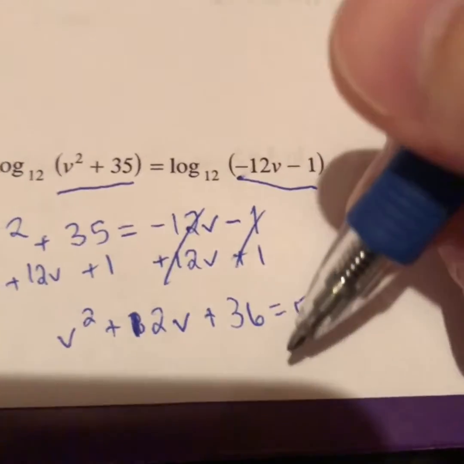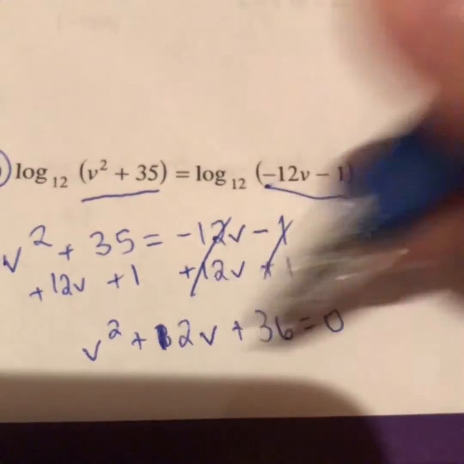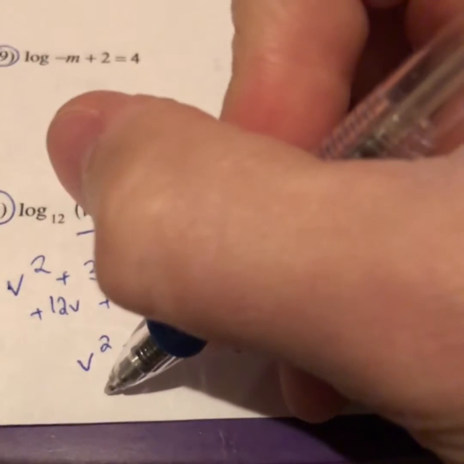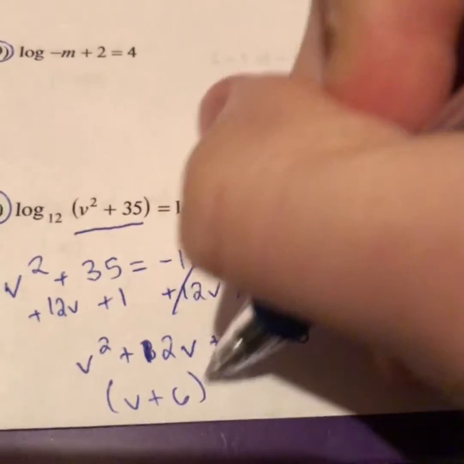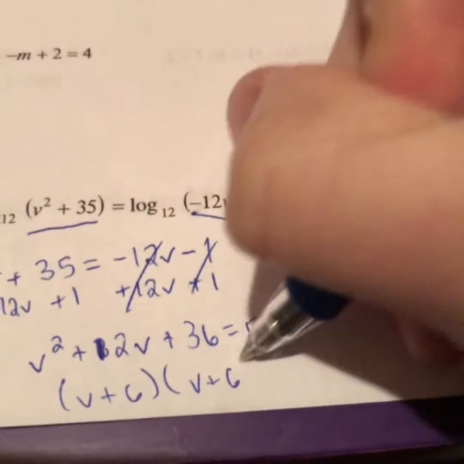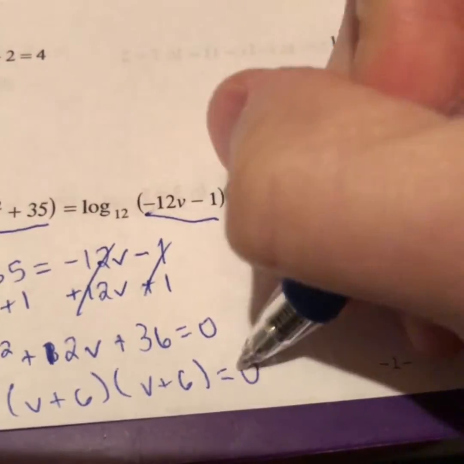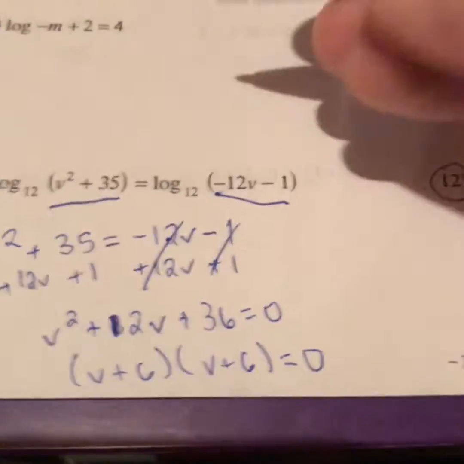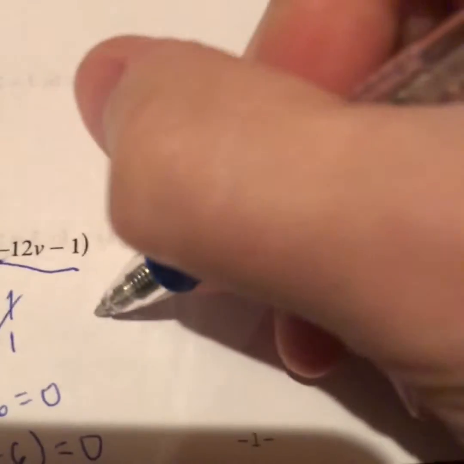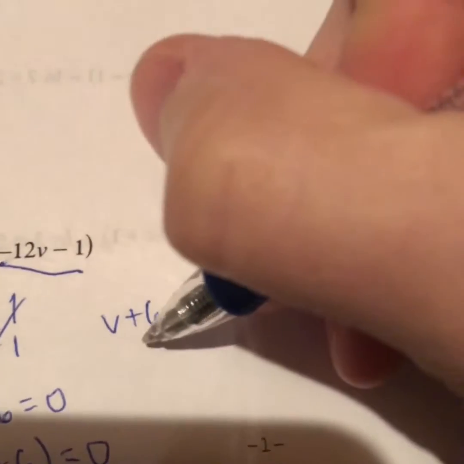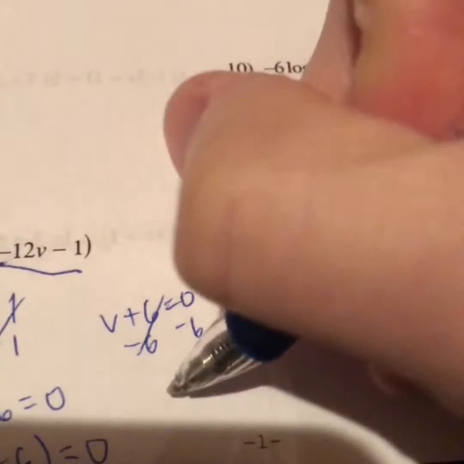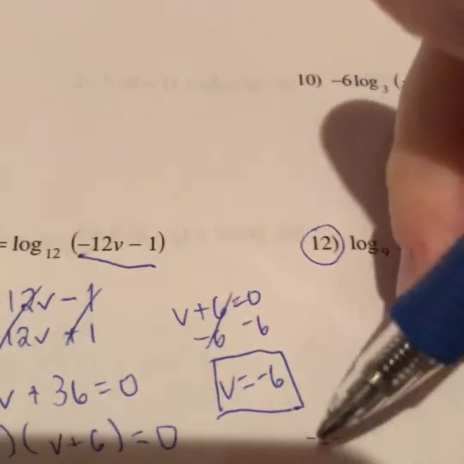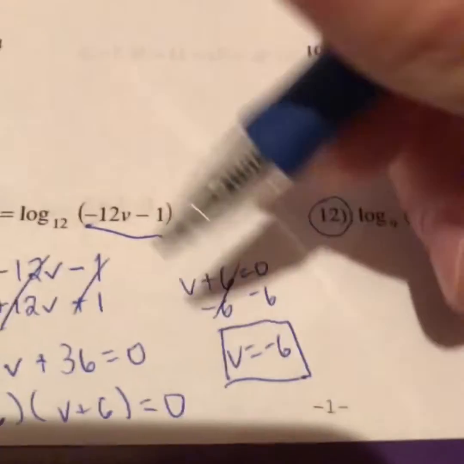Now we think, what multiplies to 36 and adds to 12? Well, that's going to be 6 and 6, right? So this is actually a perfect square trinomial, so we can factor this with v plus 6 and v plus 6. And now we would just set those equal to 0 and solve. So really it's just v plus 6 equals 0, subtract 6. You only get one answer here. You could get two answers sometimes depending on how it factors, but in this case just v equals negative 6.